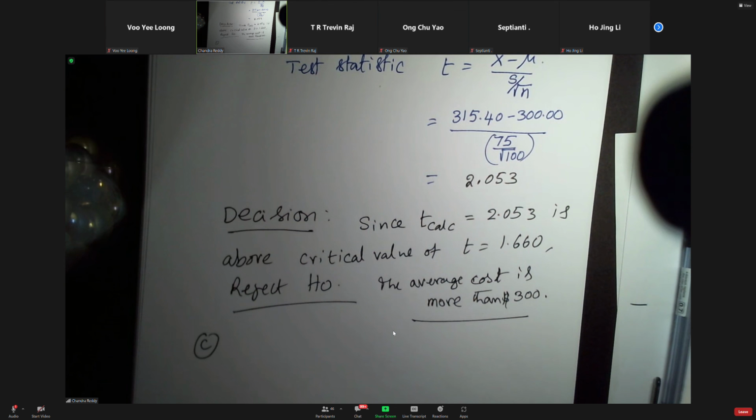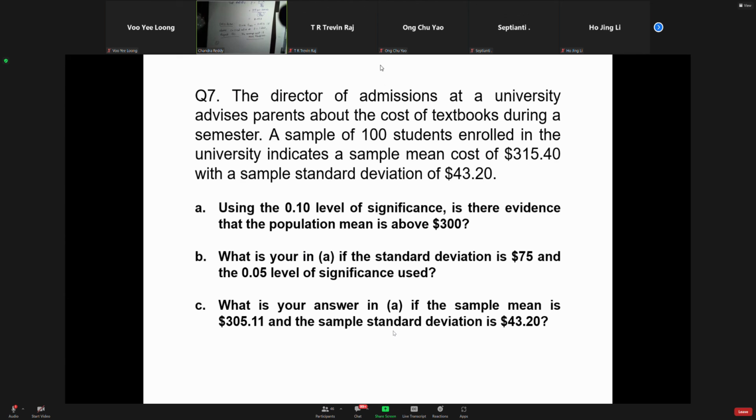Now let us move to the next question. Part C is: what is your answer in A if the sample mean is $305.11 and the sample standard deviation is 43.20? So for part C, the data is slightly different. The mean is given as 305.11. You need to know the sample mean.